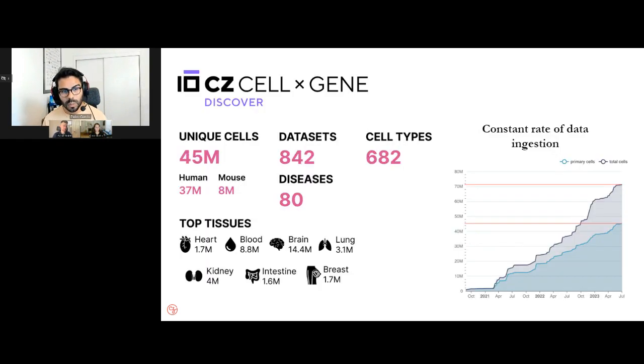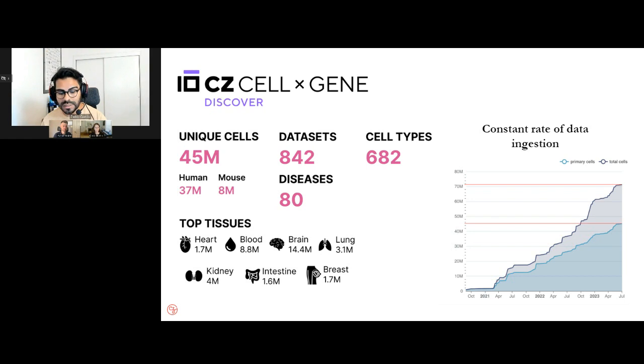So currently, we have over 45 million unique cells at CELLxGENE, and these all come from more than 800 different datasets. And even though we have been focusing on building a reference of healthy data, we are now including on the order of 80 diseases in the corpus. And you can see on the right side of this slide that our ingestion rate of new data is linear and constant. So we don't see these numbers slowing down anytime soon.